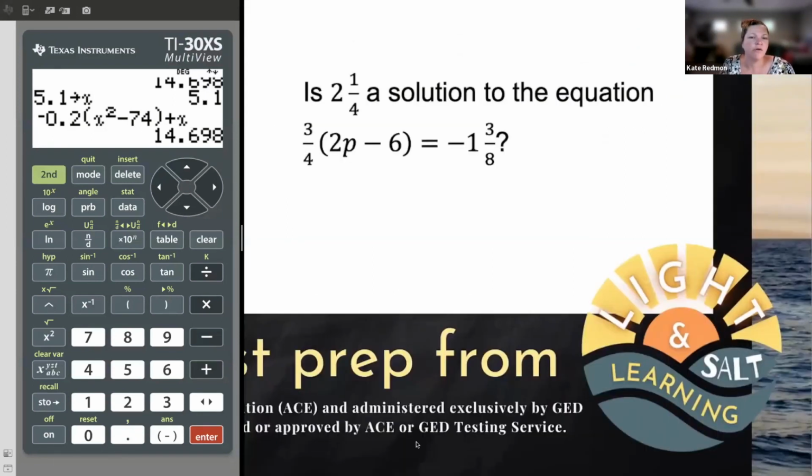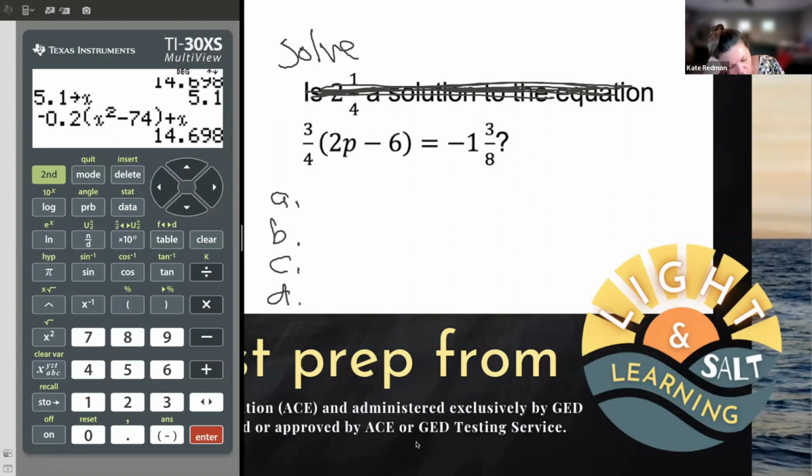Is 2 1/4 a solution to the equation 3/4 times the quantity of 2p minus 6 equals -1 3/8? So I can get students to freak out with an example like this because it has fractions. You probably wouldn't have this exact problem on the GED test. What you're more likely to have is just this equation, and it says solve, and then there's some multiple choice answers, of which 2 1/4 is one of the possible solutions, and then you have some other numbers.